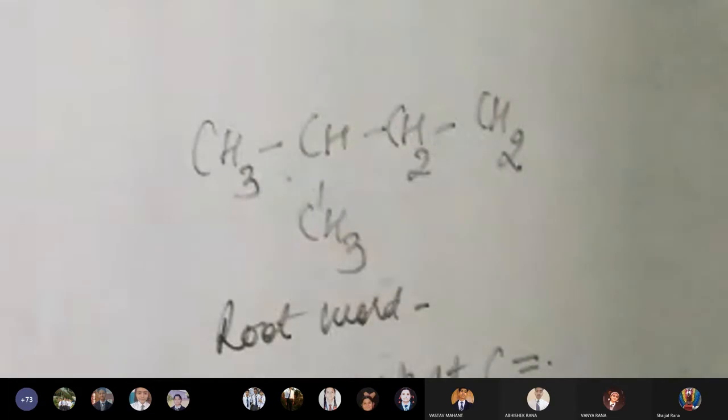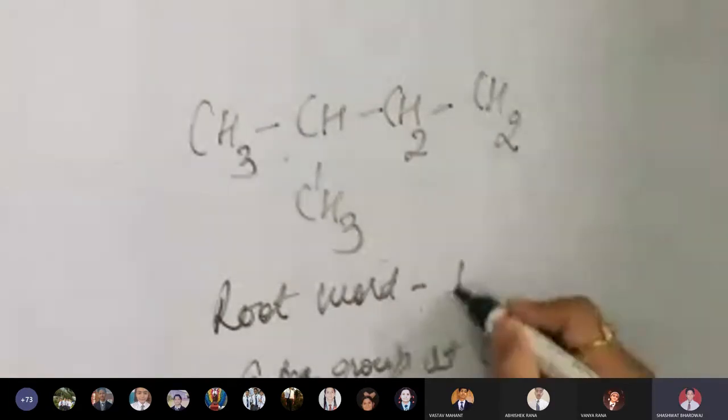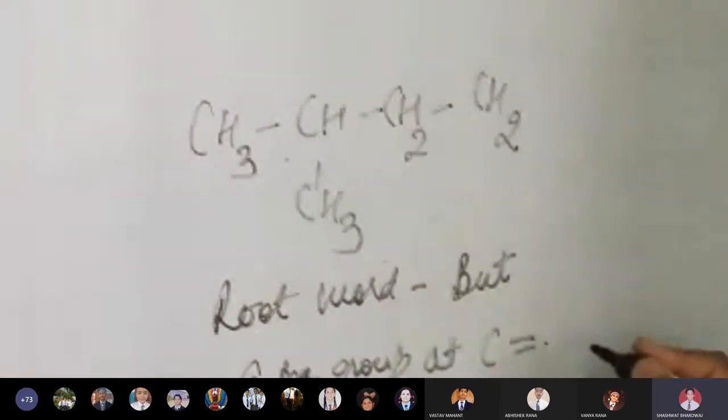Shashwat, if you have done it, you can answer. Ma'am, 2-methyl butane. I didn't want to know the name, but it is okay, you already know. I just wanted to know the root word and at what carbon the extra group will be present. Only tell me that. It is good you have done the name. Ma'am, the root word is bute, and the extra group is present at the second carbon.